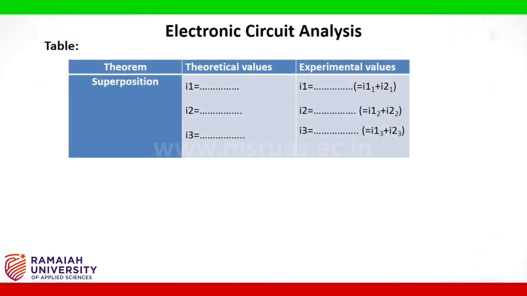Calculate theoretical values of I1, I2 and I3. Tabulate theoretical and experimental values of I1, I2 and I3 in the table shown.